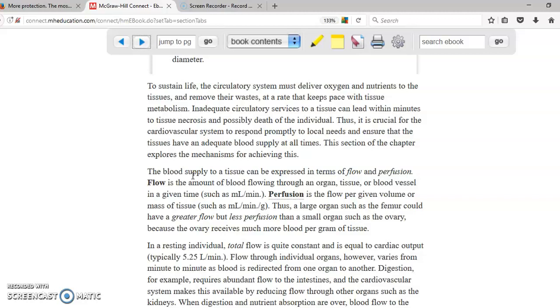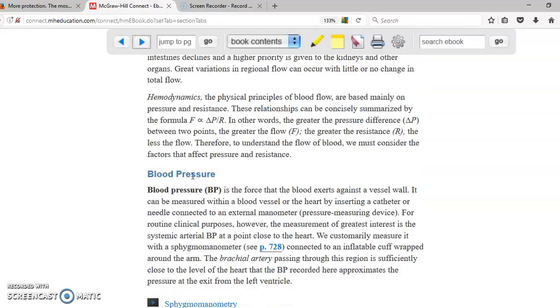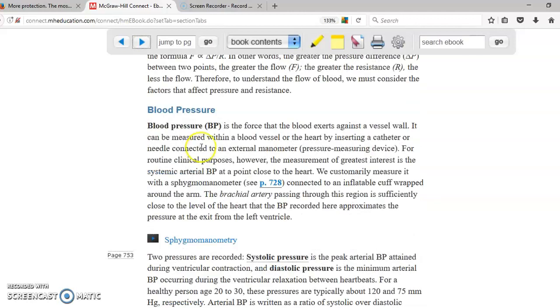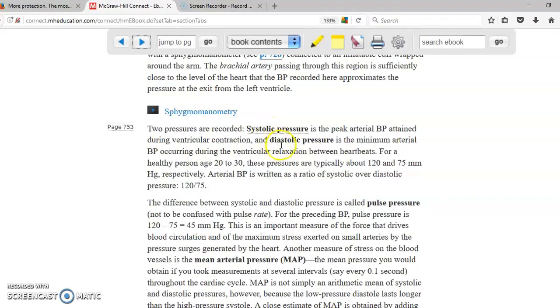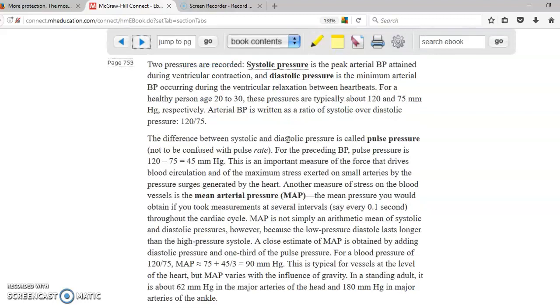Therefore, the ovary gets the 5 liters, but the perfusion, which is the amount of nutrients and oxygen that it's going to get, is more than the amount of nutrients and oxygen that the femur, for example, is going to get. Why? Because the femur is big, so the amount of perfusion is going to be less. We scroll down, we can see blood pressure. You have systolic pressure and diastolic pressure. The difference between the two is the pulse pressure. Mean arterial pressure is not the average, but rather diastolic pressure plus 1/3 of the pulse pressure.